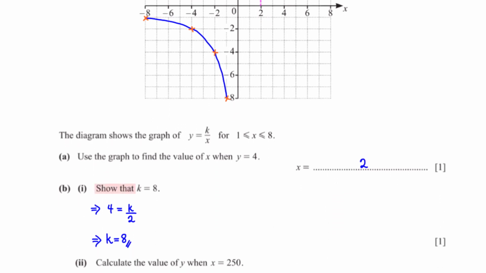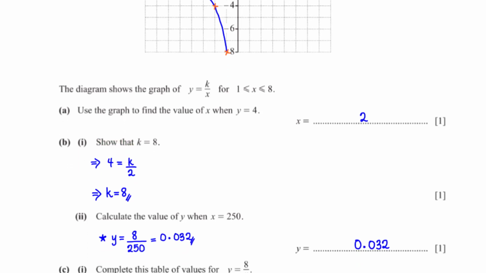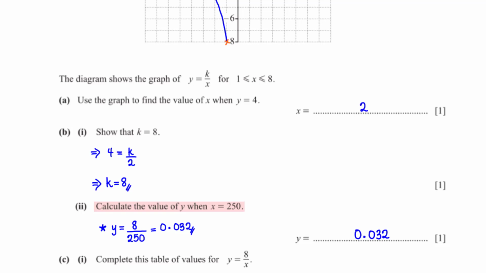Show that k equals 8. To get the value of k, we can plug in the x and y values we found in part A into y equals k over x. So we have 4 equals k over 2. When we multiply both sides by 2, we have k equals 8. Calculate the value of y when x equals 250. So we have y equals 8 over 250, which is equal to 0.032.